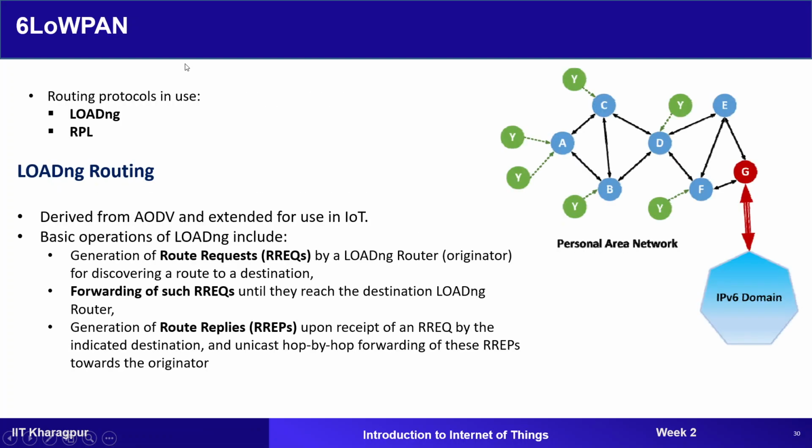Now the routing protocols which are used in case of 6LoWPAN are LOADng, and the second routing protocol is RPL. So LOADng is derived from the AODV protocol, which you must have studied in your computer networks course. In the operation of LOADng, first of all the nodes generate the route request.